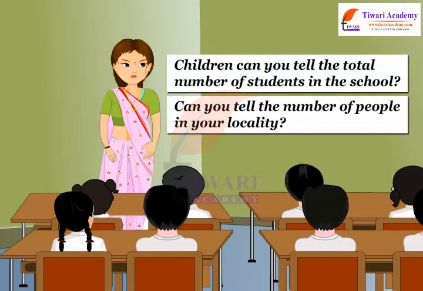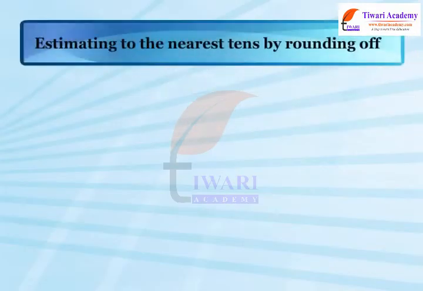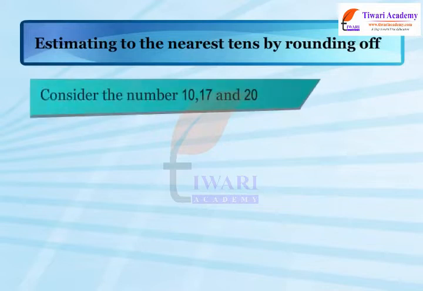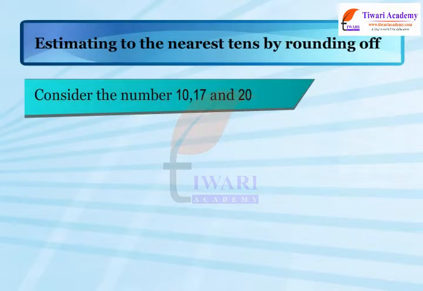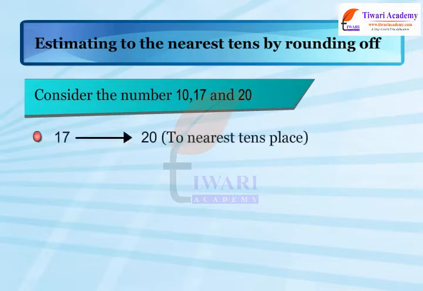There are lots of situations when we use estimation in our daily life. To estimate, we use rounding off. Estimating to the nearest tens by rounding off. Consider the numbers 10, 17 and 20. The gap between 17 and 20 is smaller when compared to the gap between 17 and 10. So, we round off 17 as 20, correct to the nearest tens.